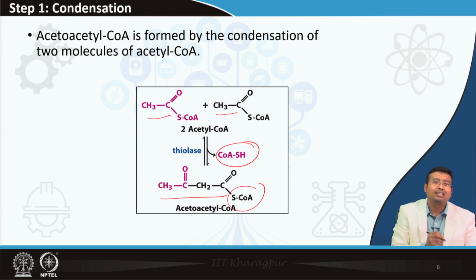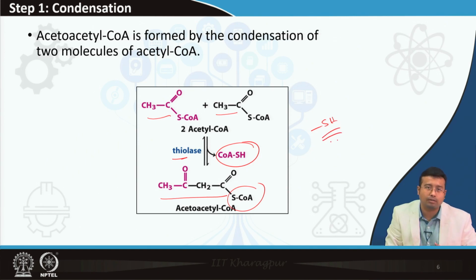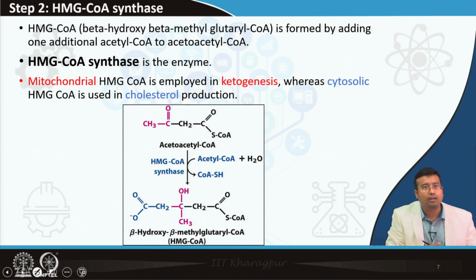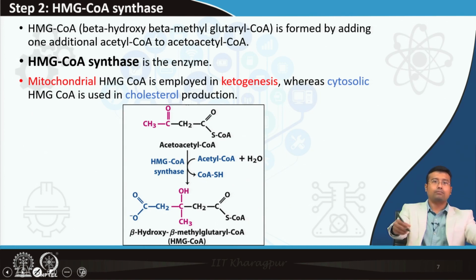The enzyme is thiolase. I told you whenever you see the word thio, it means involvement of a sulfur molecule. In this case, who has got the sulfur? The coenzyme A, the CoA-SH has a sulfhydryl group. So, the enzyme thiolase is catalyzing the condensation reaction. So, two molecules of acetyl coenzyme A combine to form acetoacetyl coenzyme A, right.